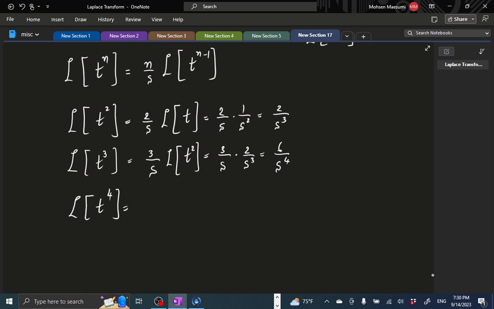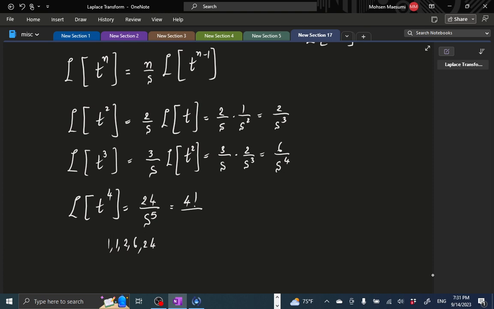Well, it's going to be 4 over s times this. So it's going to be 24 over s to the power of 5. So we see a pattern here: 1, 2, 6, 24, and so on. Do you remember what the sequence is? 1, 2, 6, 24. So this is, of course, 4 factorial. 4 factorial means 1, 2, 3, 4, multiply them all together.